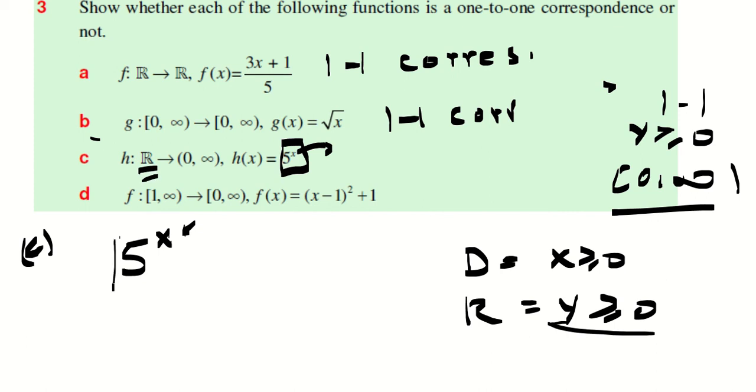What about the range? 5 to the power of x, you cannot make the whole outcome 0 or negative, whatever number you insert here.